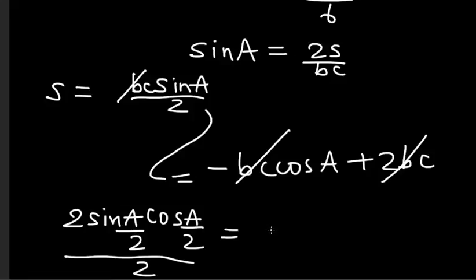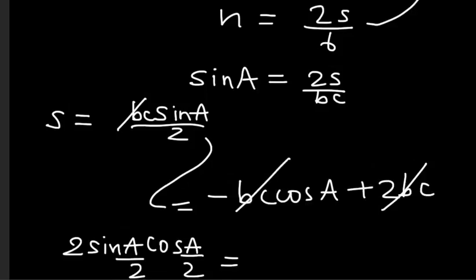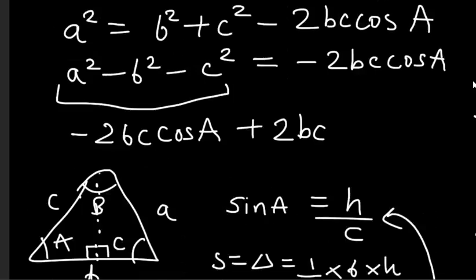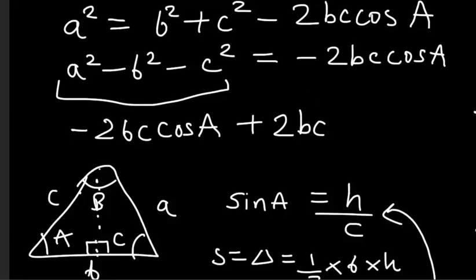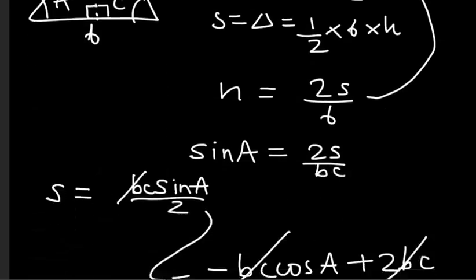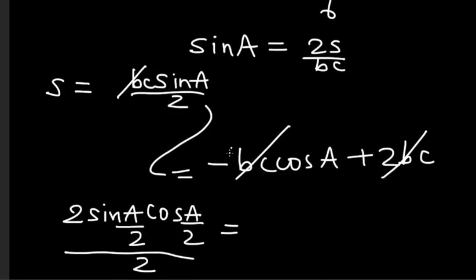and let's see. I think there should be a 2 here. One second. Yeah, I missed out the leading 2 in this term, so there should be a 2 here. Now let's take the 2 common. We are left with 1 minus cosine of A.